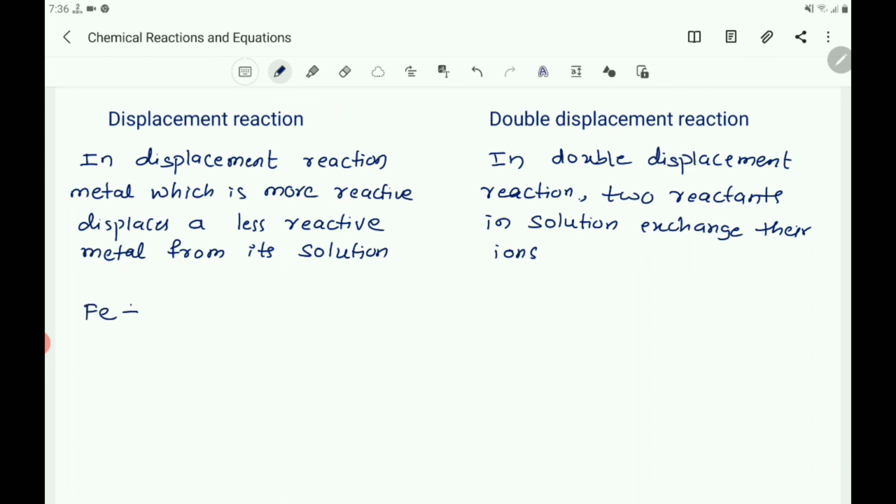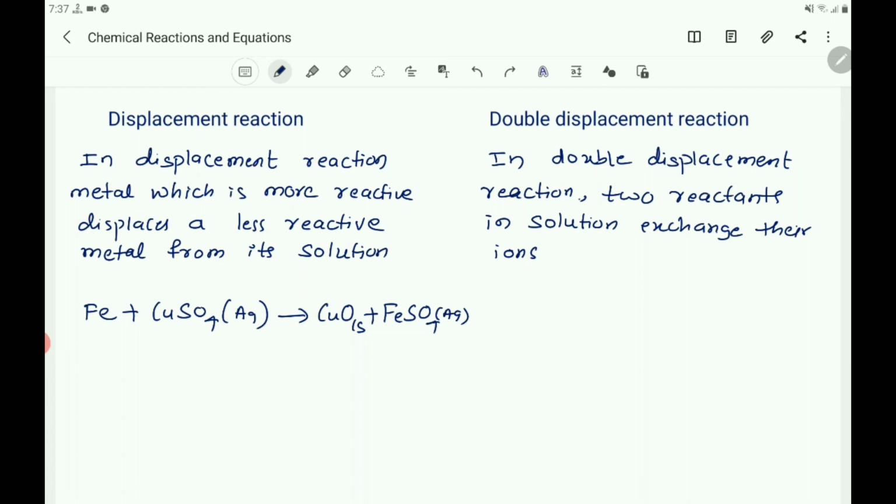Fe plus CuSO4, that is in aqueous solution in water, gives Cu plus FeSO4, that is also aqueous solution. This is a solid. Here Fe is more reactive than copper. The Fe, which is more reactive than copper, displaces copper from its solution. That is the example for the displacement reaction.